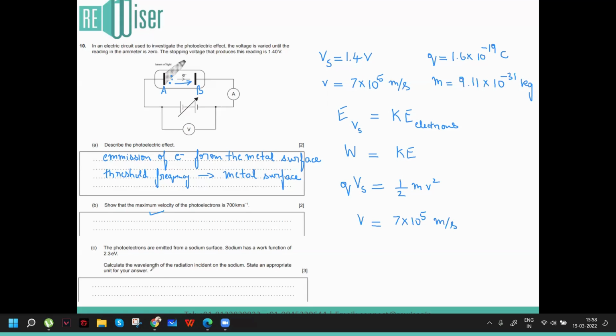Moving on to the last part, the photoelectrons are emitted from a sodium surface. Sodium has a work function of 2.3 electron volt. Calculate the wavelength of the radiation incident on the sodium. State an appropriate unit for your answer. Here we understand that work function is the minimum energy that is provided for the photoelectrons to be emitted. Here the work function, denoted by phi naught, is given to be 2.3 electron volt.